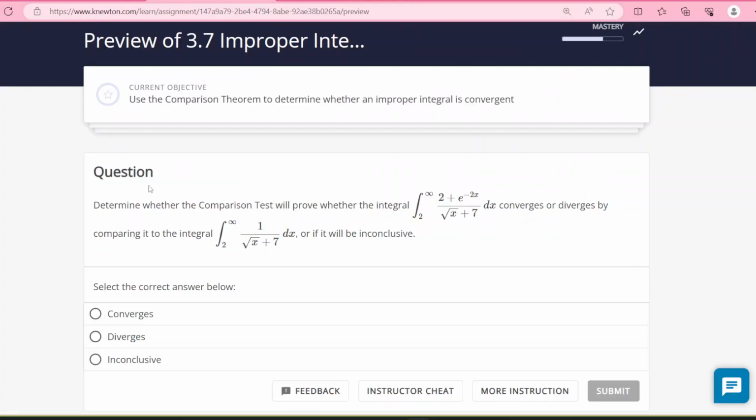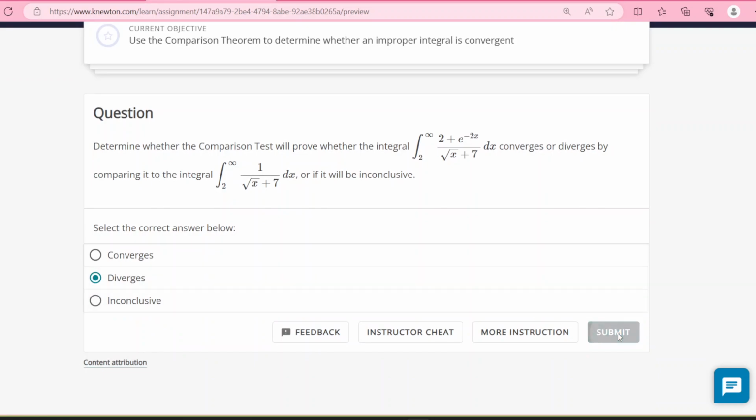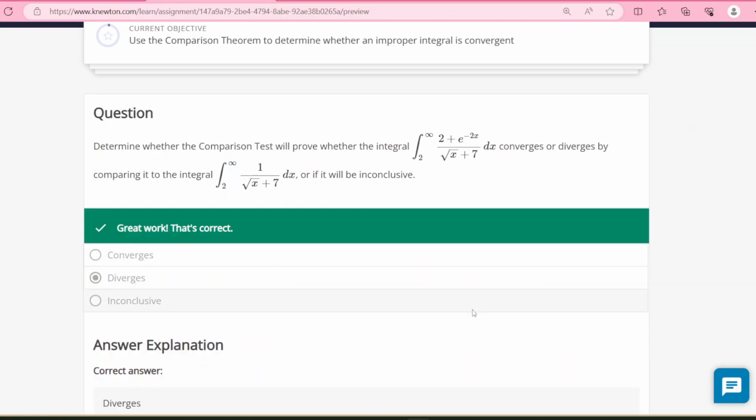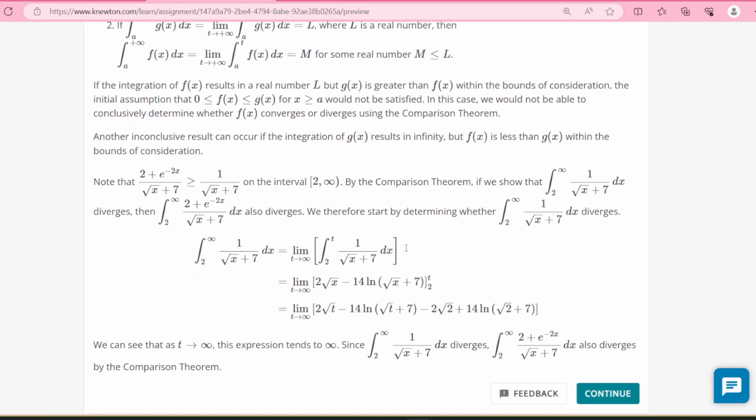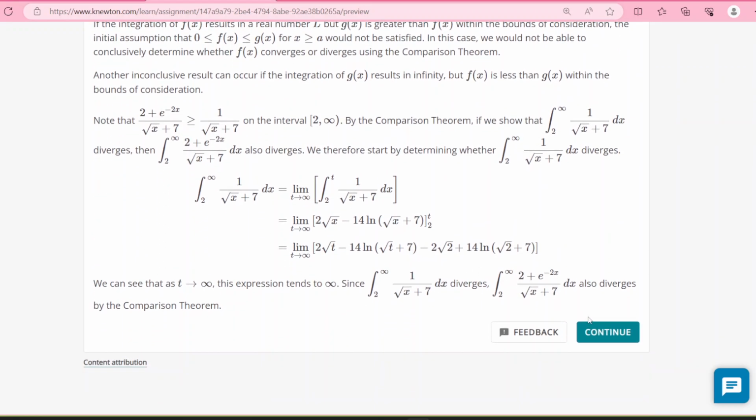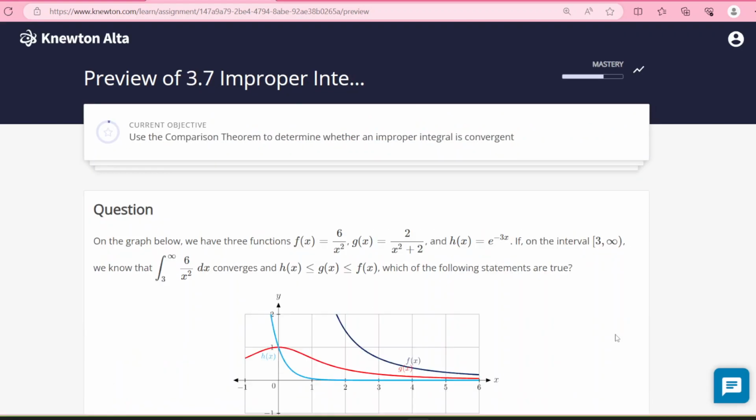All right, so back to the assignment, all I'm going to enter here is diverges, and wonderful. And again, they read through the answer explanations, they discuss the comparison theorem, and all that. Wonderful. All right, so more comparison theorem.